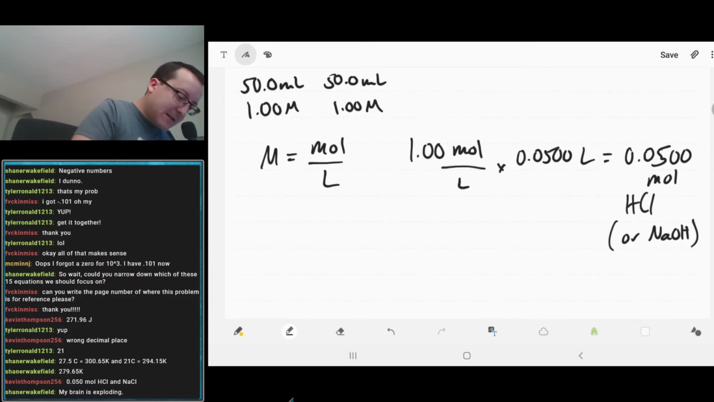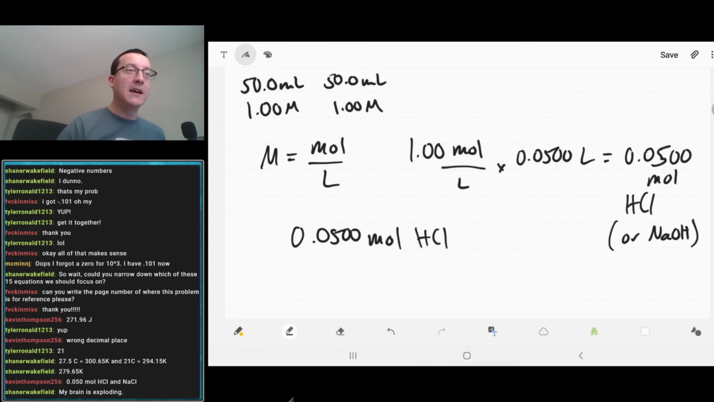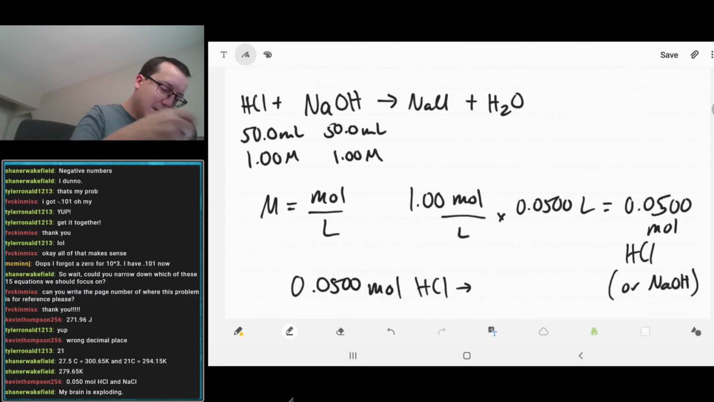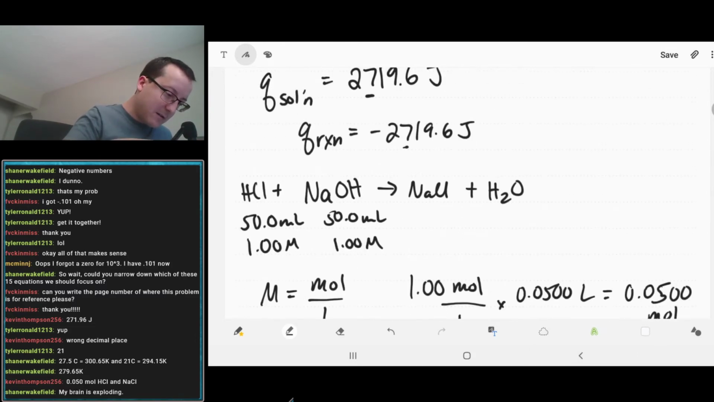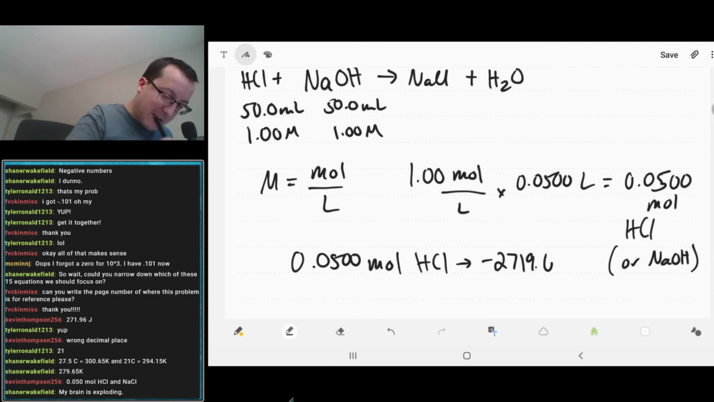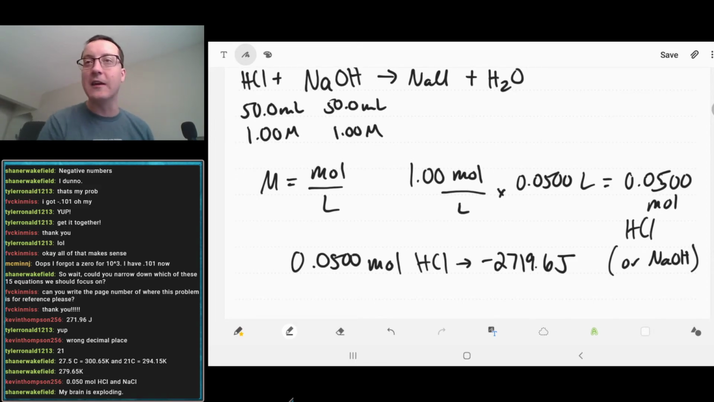So this is telling us this many moles of HCl. Yeah, this should explode your brain. This is telling us that we got negative 2719.6 joules out of this thing. By reacting that many moles of HCl or NaOH, does not matter, we got out that much energy.